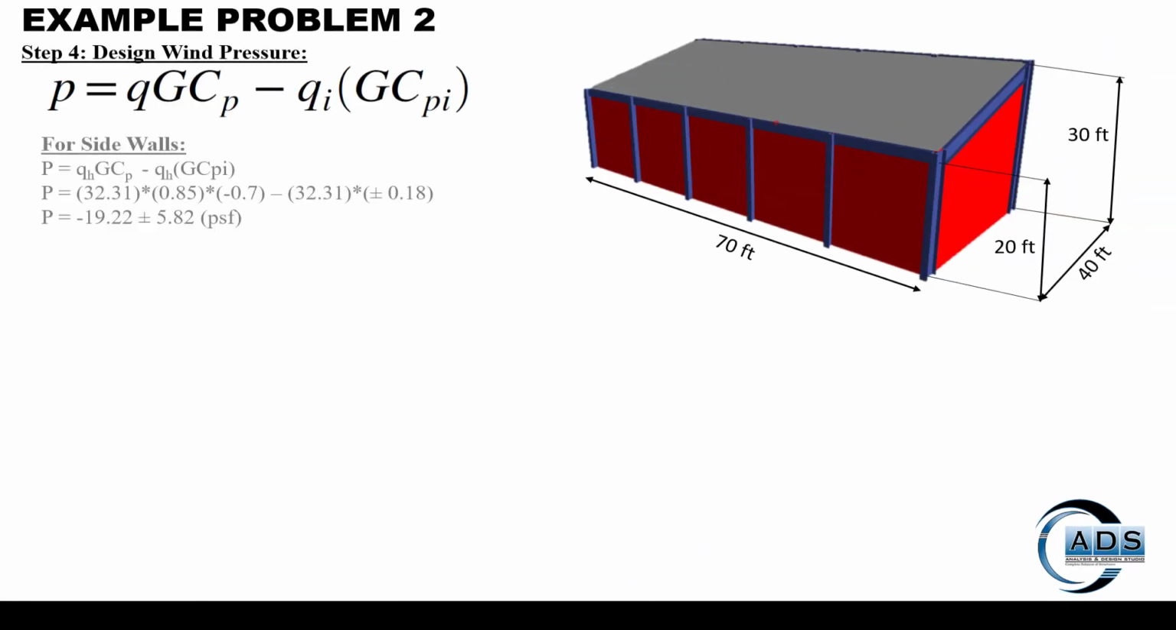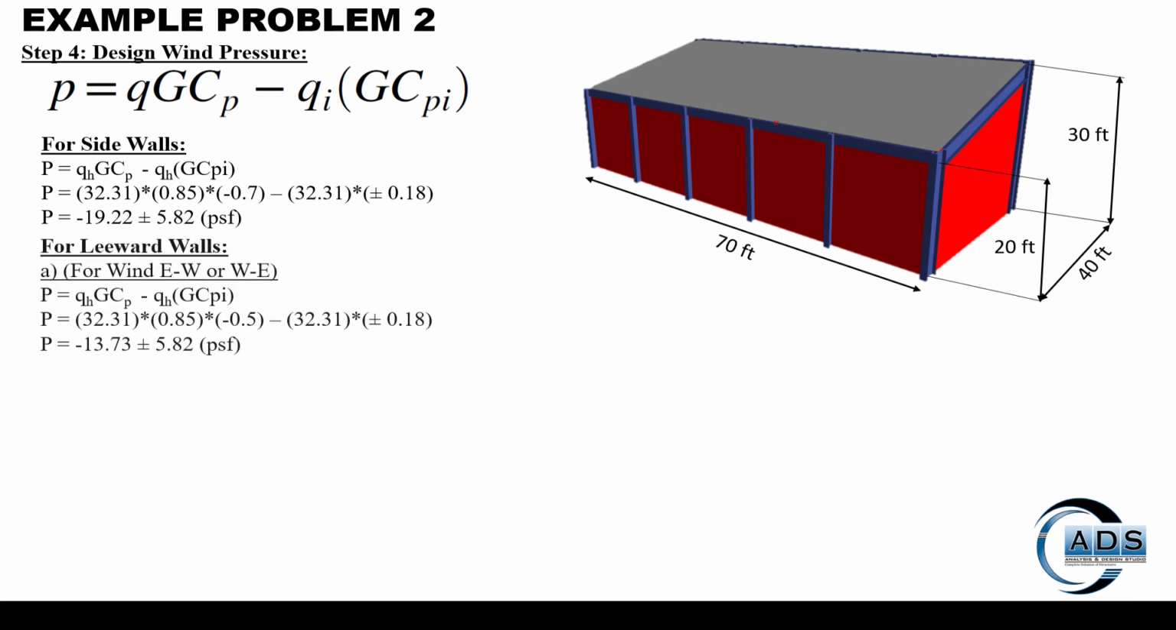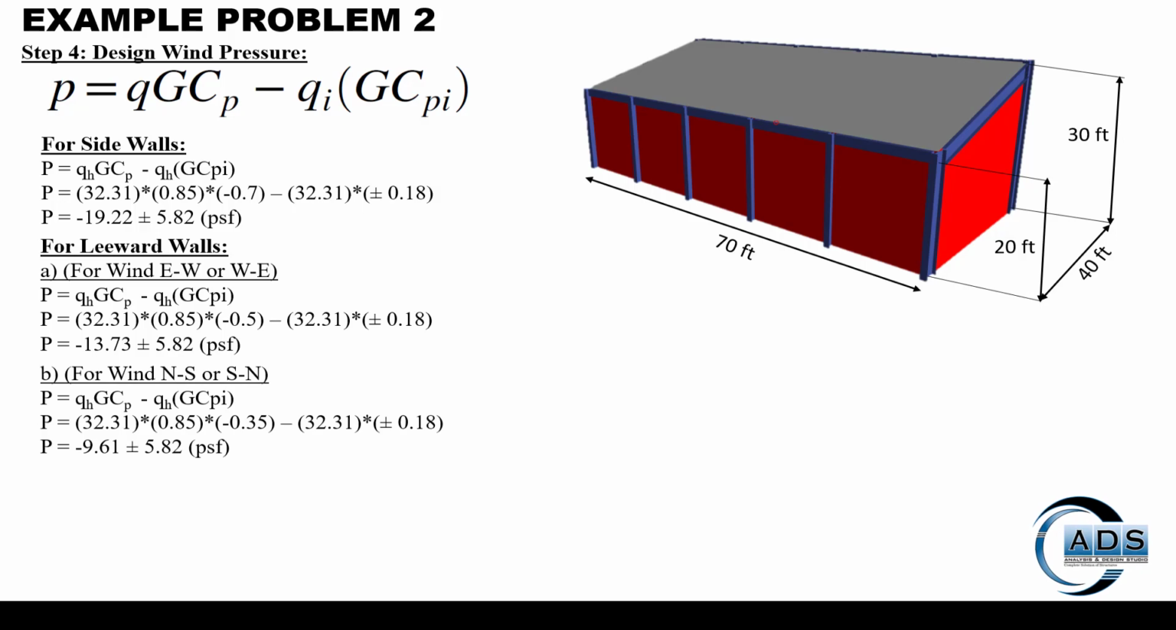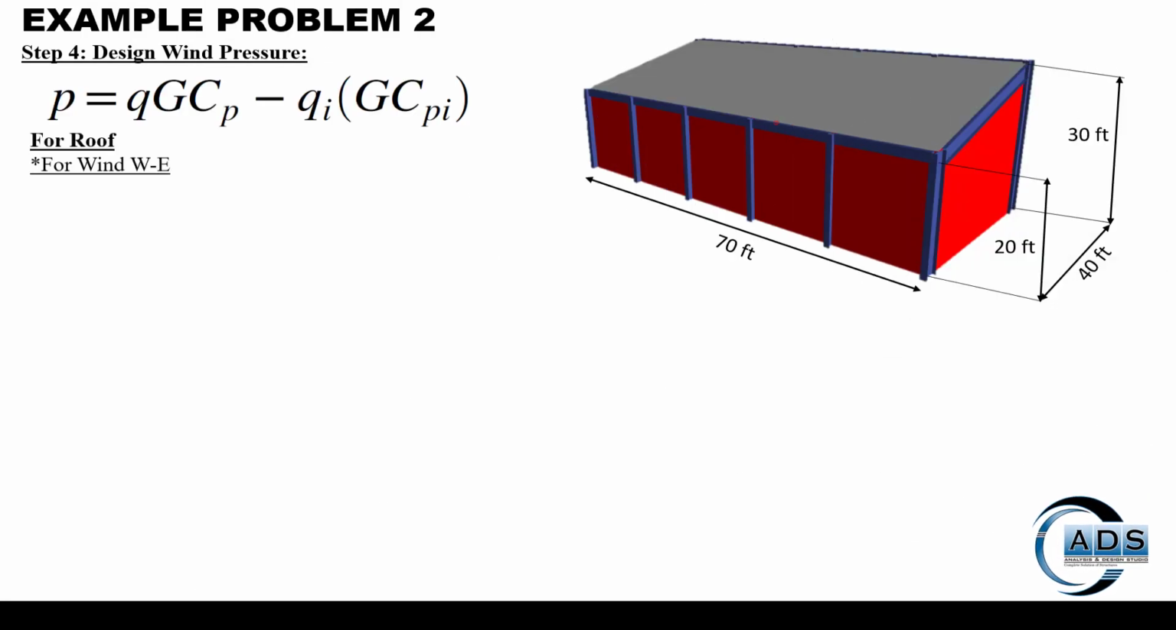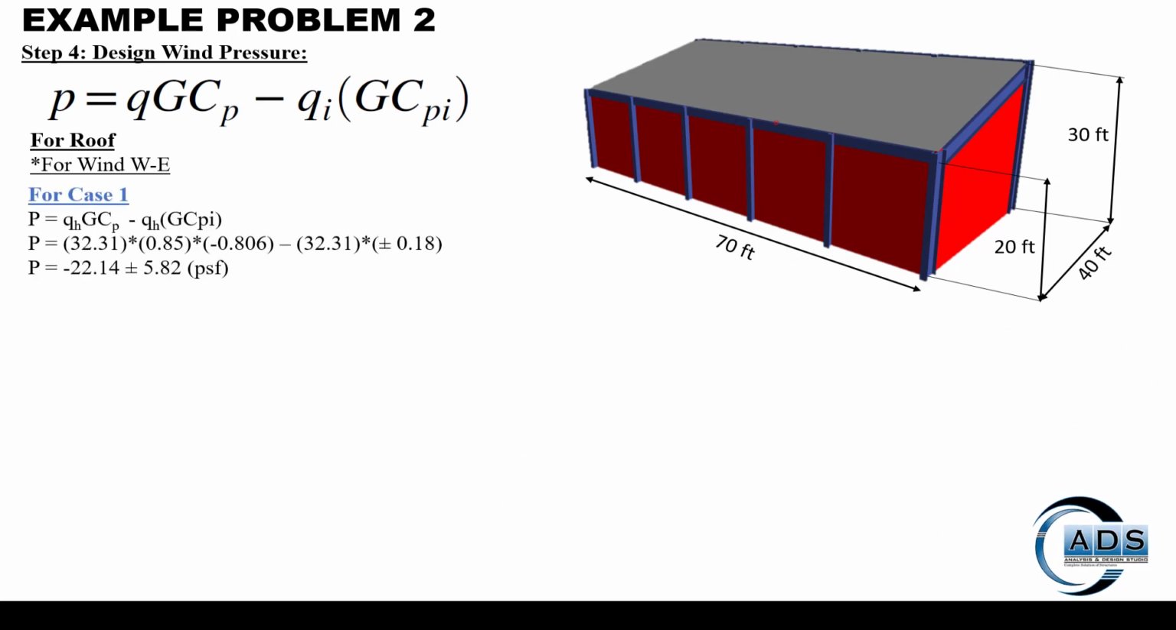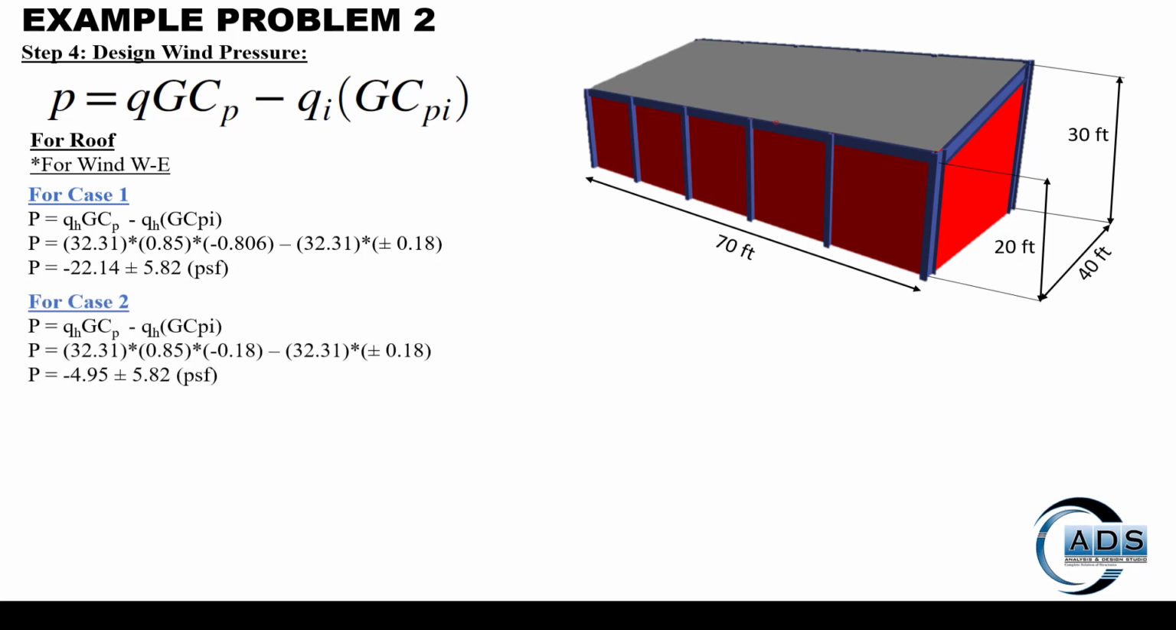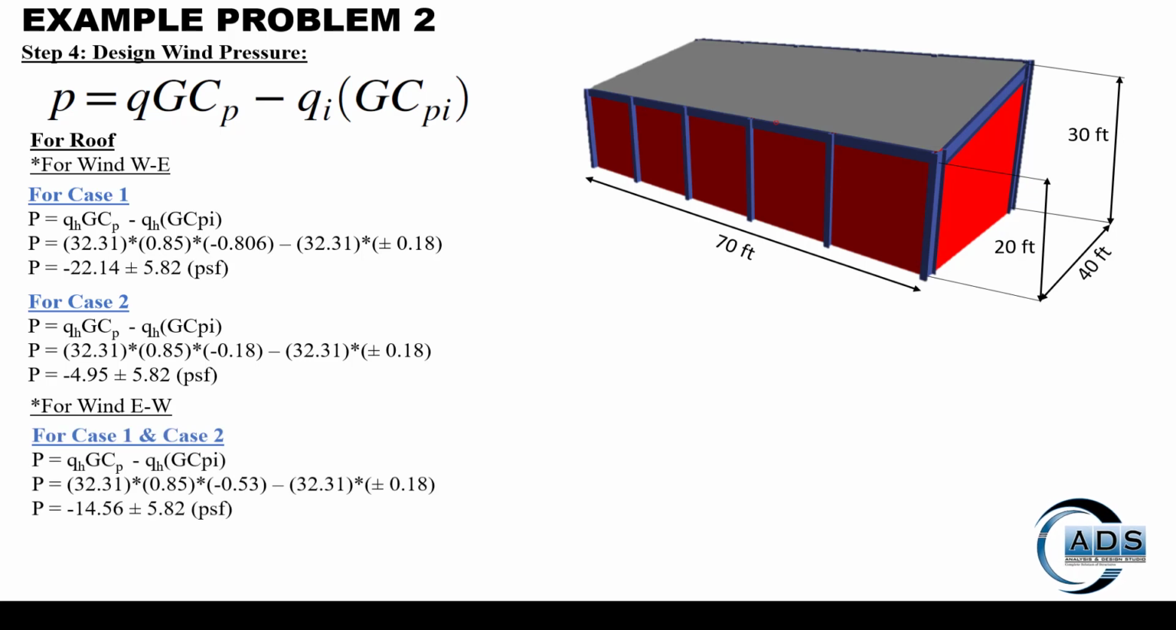Now for side walls, QH is used in both the terms. For leeward wall, for wind east to west or west to east, and for north to south or south to north. For roof, when wind is blowing from west to east, for case 1 the pressure is shown, for case 2 the pressure is shown, and for wind east to west the pressure is shown. For both the cases, case 1 and case 2, pressure are same.